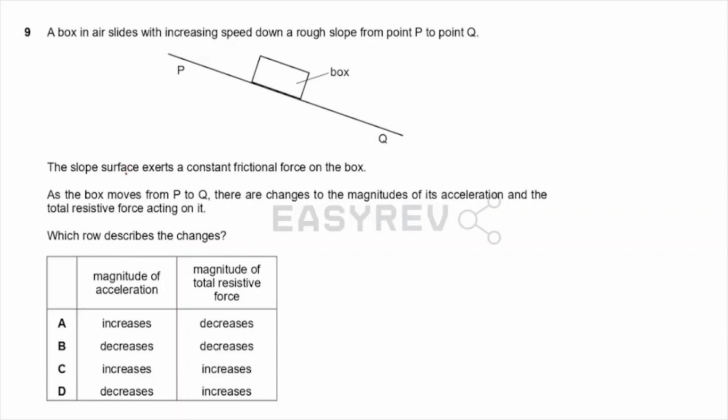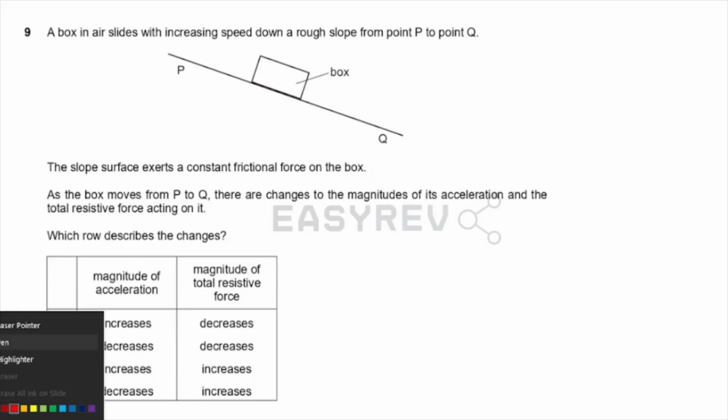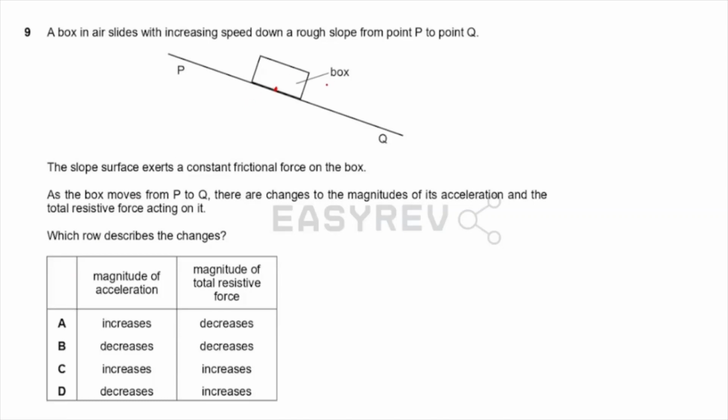Now, here too, it helps to first draw out the forces that are acting on this box, specifically forces along the plane, since the motion itself is along the plane. Now, going from P to Q, we're told that there's a constant frictional force, right? So that would act, since the box is sliding down from P to Q in this particular direction, this would imply that the frictional force must be acting in the opposite direction like this.